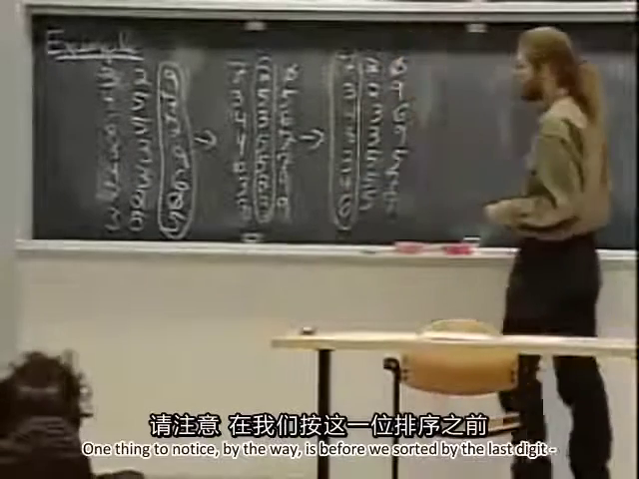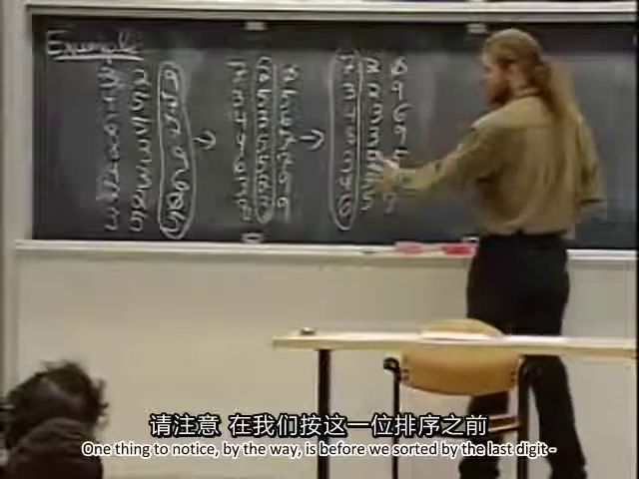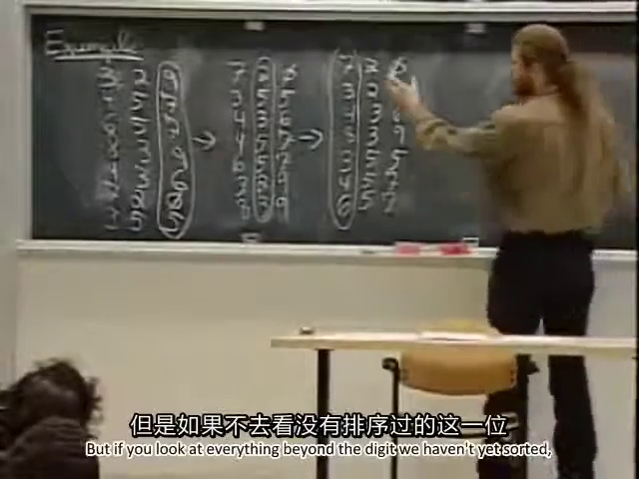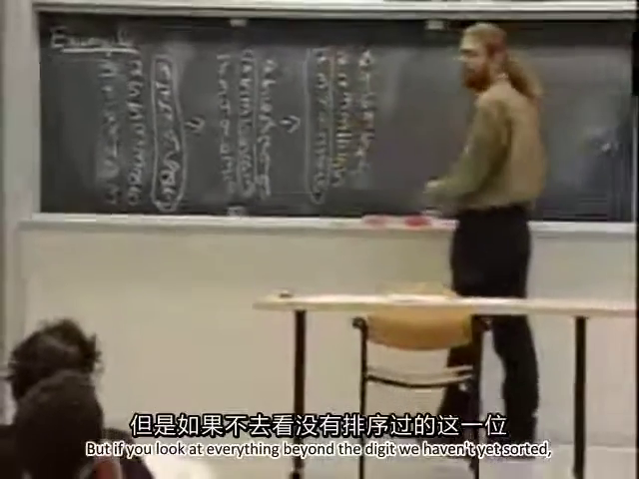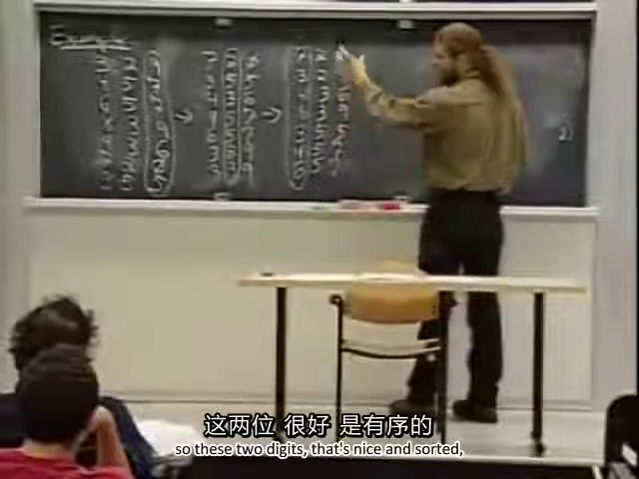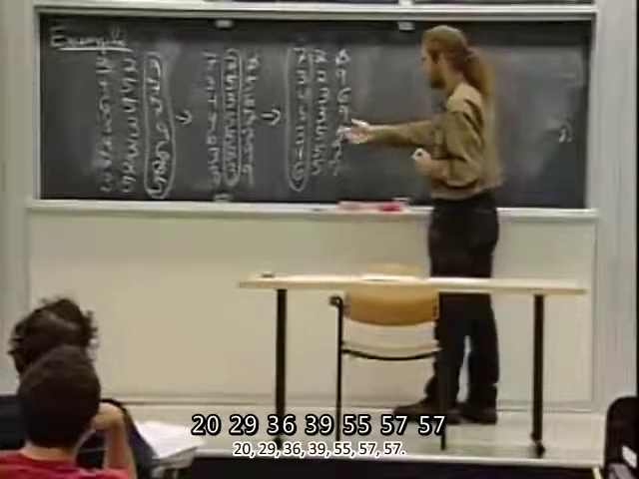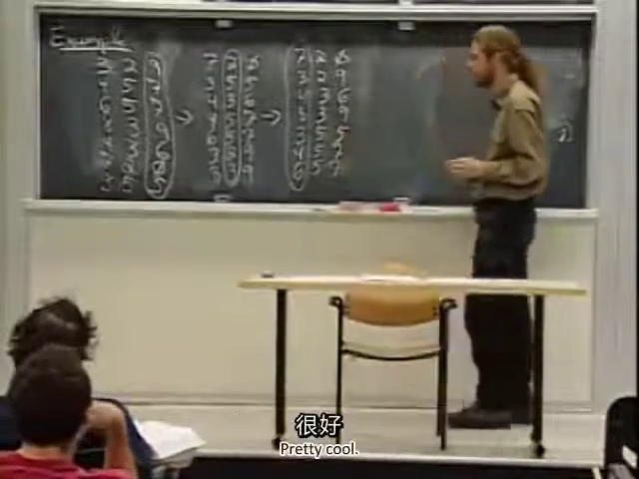One thing to notice, by the way, is before we sorted by the last digit, currently these numbers don't resemble sorted order at all. But if you look at everything beyond the digit we haven't yet sorted, so these 2 digits, that's nice and sorted. 20, 29, 36, 39, 55, 57, 57. Pretty cool.